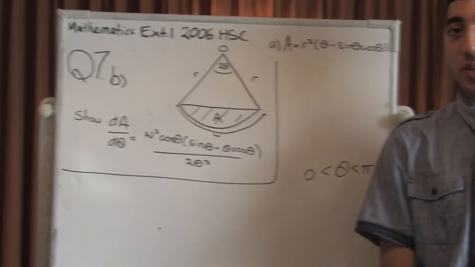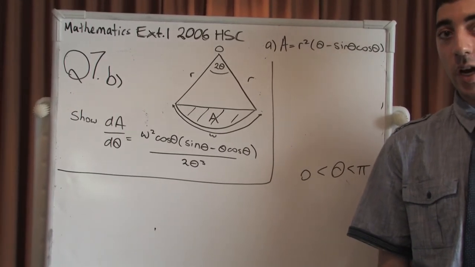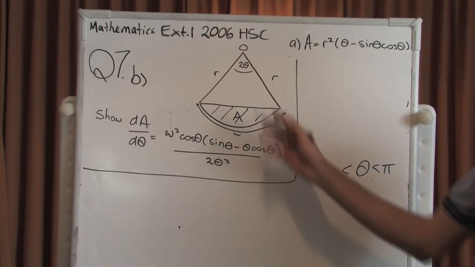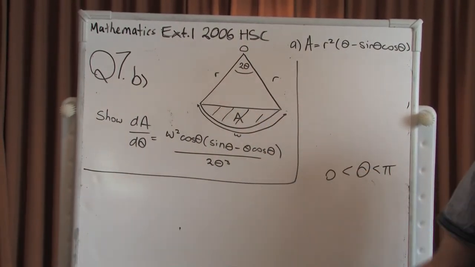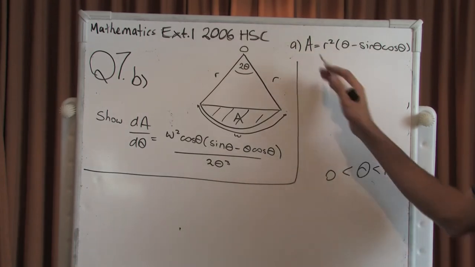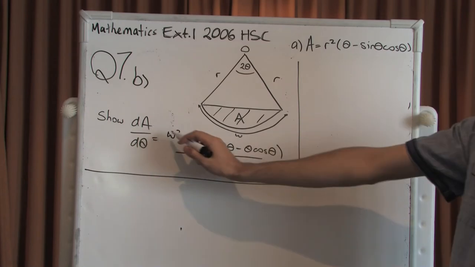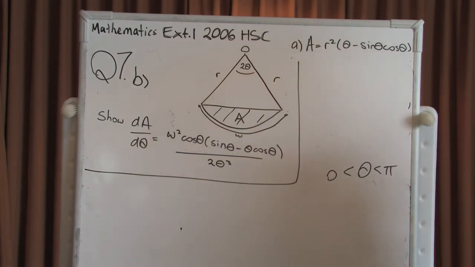Now we're going to be doing question 7b, continuing from question 7a regarding our gutter problem. The question asks us to find the relationship between r, theta, and w, and then from that find a formula for A so that we can eventually find the derivative, which we need to show is equal to w squared cos theta outside of sine theta minus theta cos theta all over 2 theta cubed.